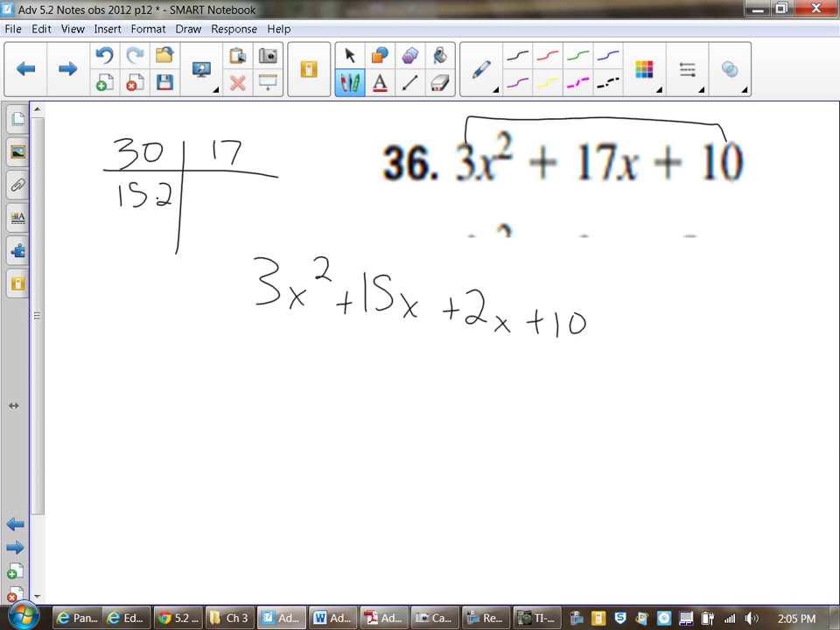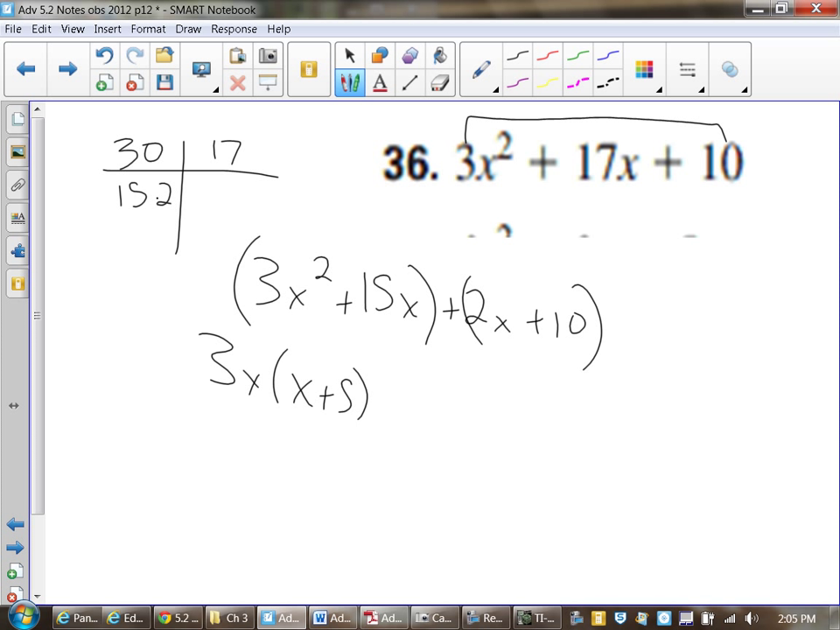Now, does it matter which one I put first, the 15 or the 2? It makes no difference. One suggestion I will make, though, if you have alternating signs, a positive and a negative, put the negative one first. You tend to make fewer mistakes if the negative is first. Now you just group them. What's my GCF of 3x squared and 15x? 3x. So I'm left with x plus 5.